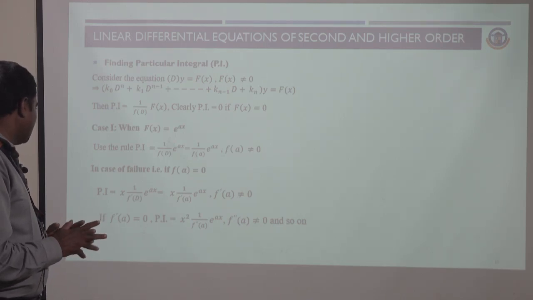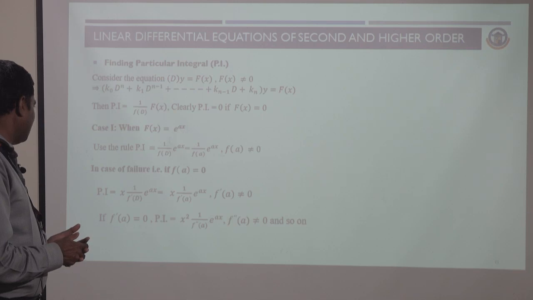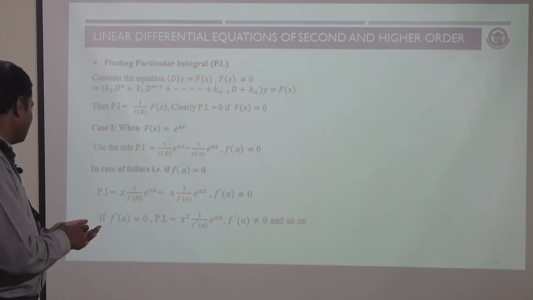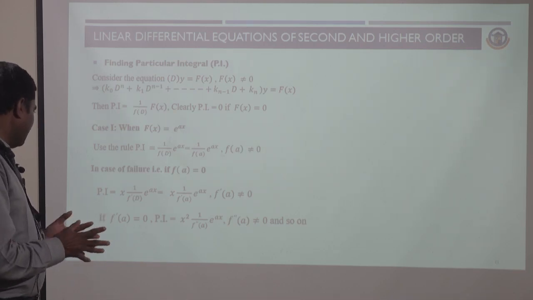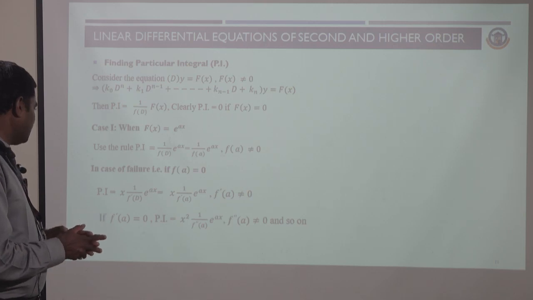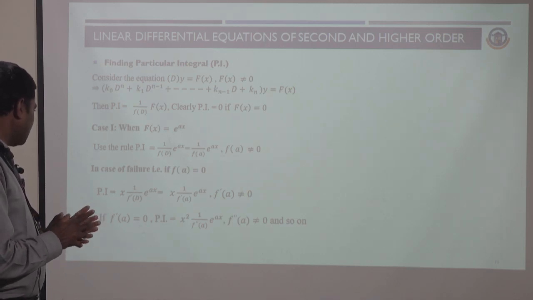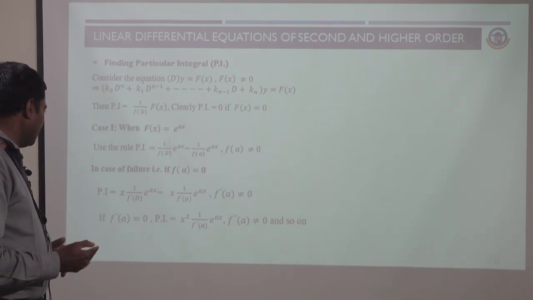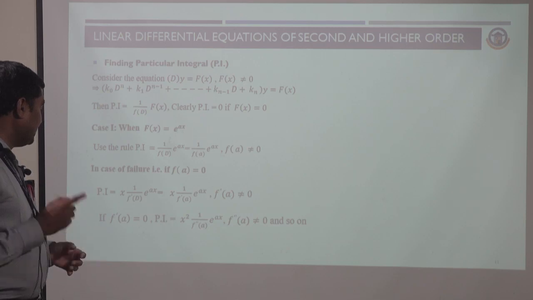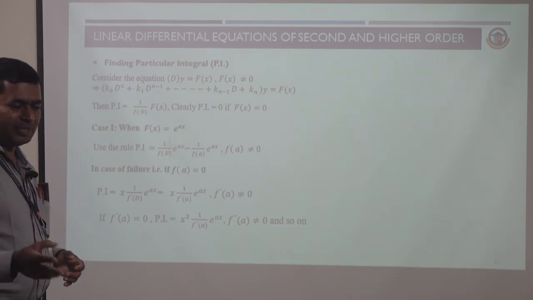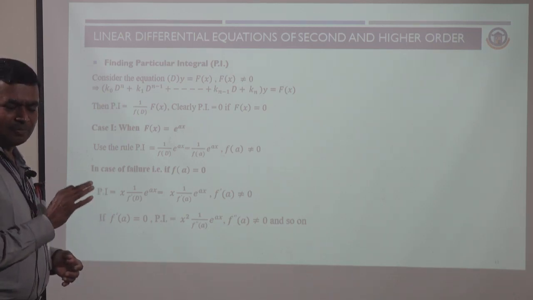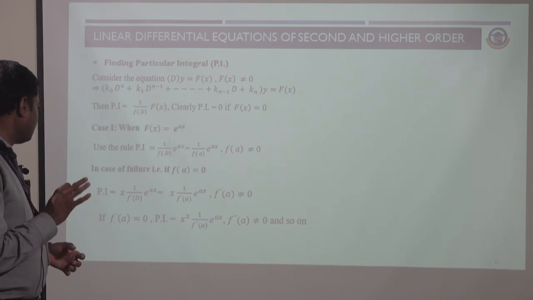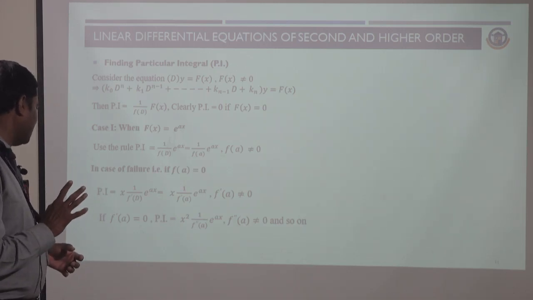So use the rule: particular integral 1 divided by f of D, operating on e to the power ax in the first type. So we substitute D equal to a. D is equal to a. So we get 1 divided by f of a, e power ax, if f of a is not equal to 0. That is the corresponding particular integral.